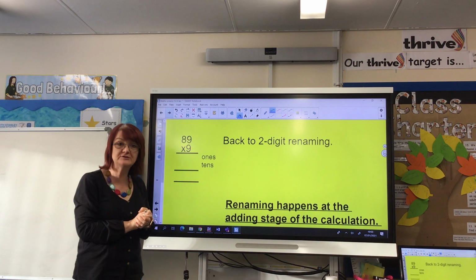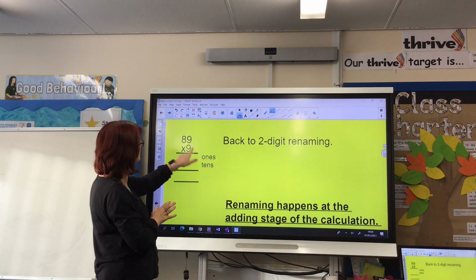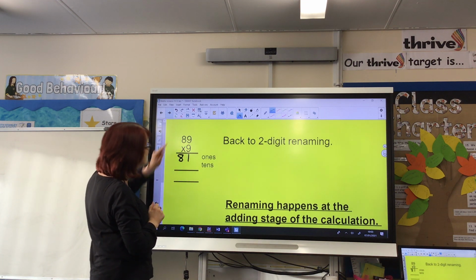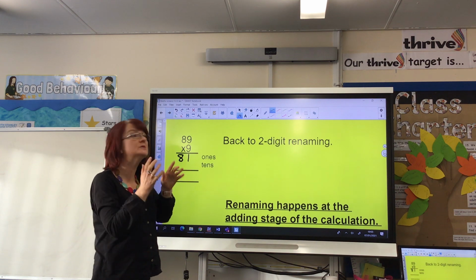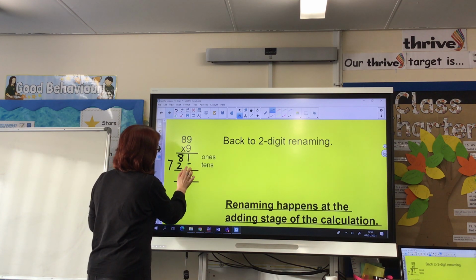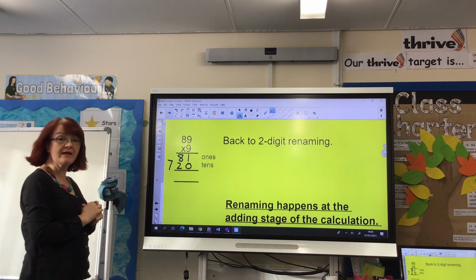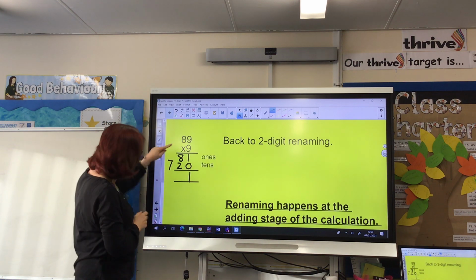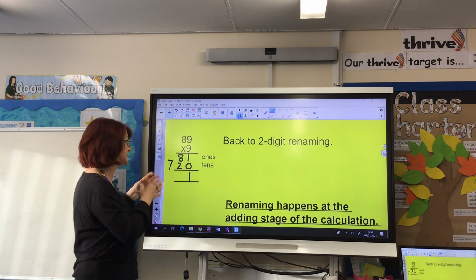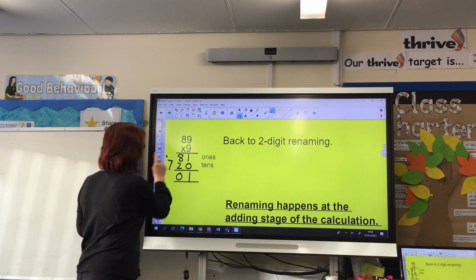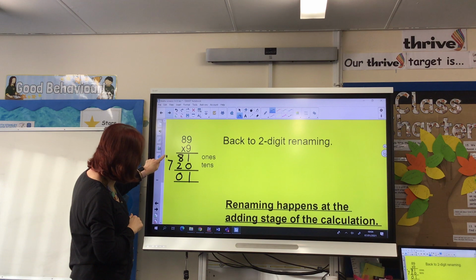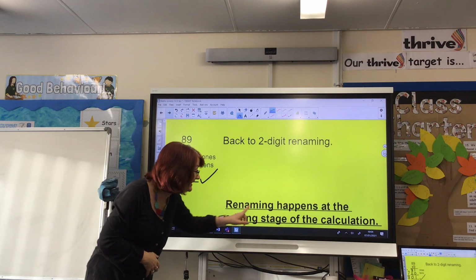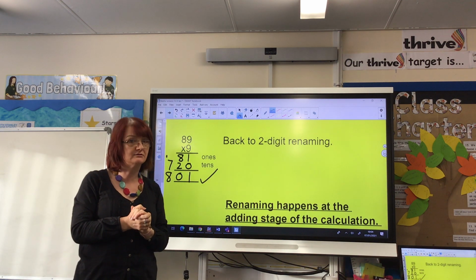So 89 multiplied by 9, same method. We're going to go 9 9s for our 1s, that's 81. 9 80s, so 9 8s are 72, 10 times bigger, 720. Then when we come to add, this is where our renaming happens. Watch, children. 8 and 2 is 10. Remember, that's going to need renaming. We're going to put this here and rename into our hundreds. And then we've got 7 there, 1 there, so our answer is 801. Renaming happens at the adding stage of the calculation.